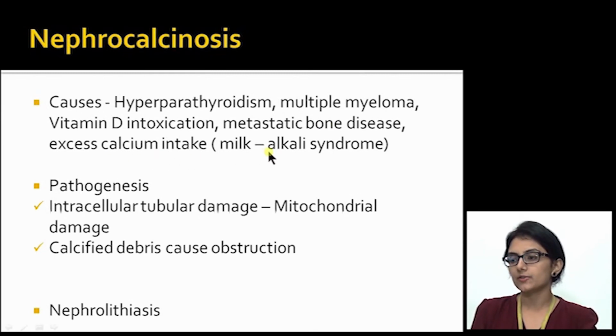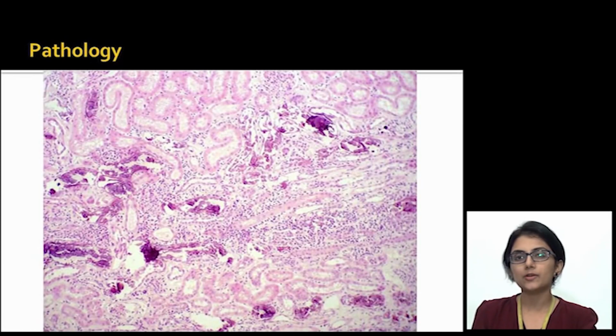And this excess calcium really causes intracellular tubular damage because of damage to the mitochondria, and the calcified debris can cause obstruction, and you can have the development of stones and nephrolithiasis. So these are the various ways in which it can affect the kidney. And that's what it looks like to us. This patient has extensive calcinosis, and it can be seen as this grungy basophilic material in the tubulointerstitium.